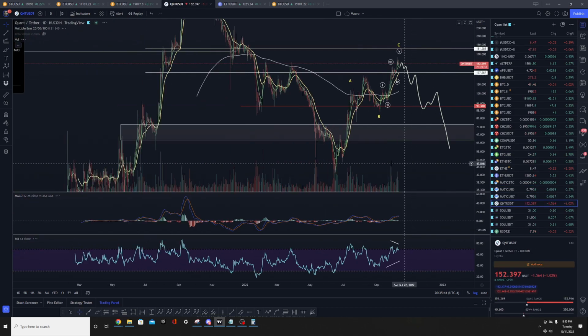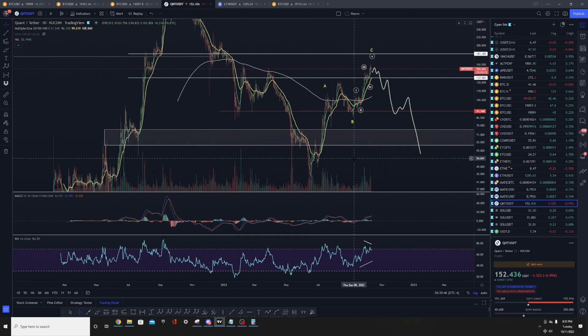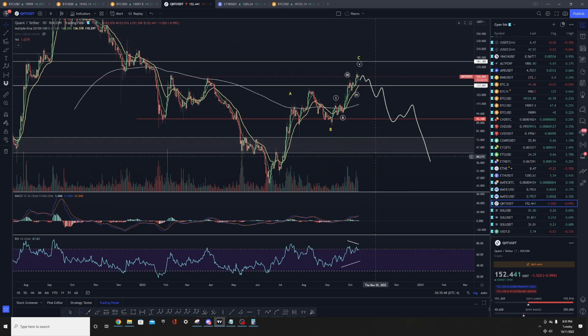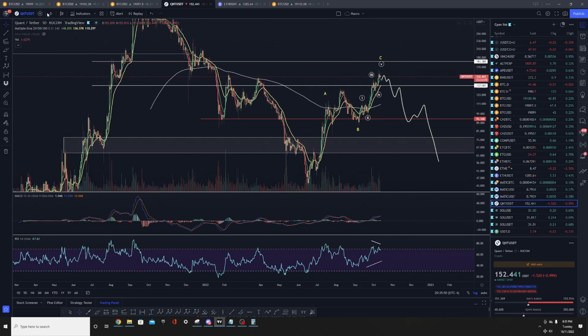So QNT, I just opened a short position on this. I'm sad there wasn't futures on it, but I used isolated margin on KuCoin. And let me pull up the longer chart. We'll get to see. So QNT.